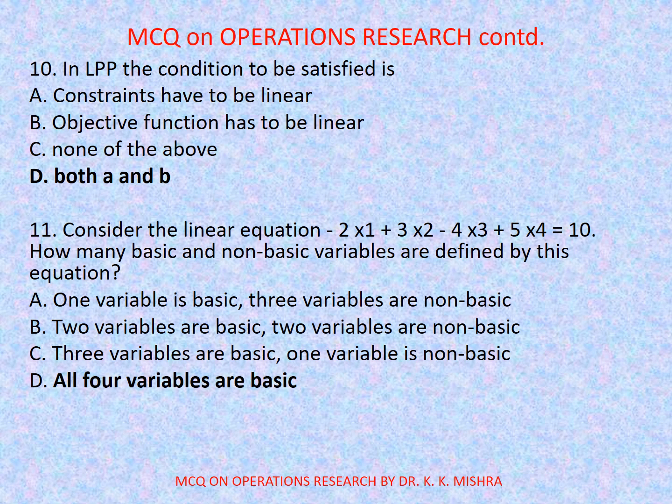Question number 11. Consider the linear equation minus 2x1 plus 3x2 minus 4x3 plus 5x4 is equal to 10. How many basic and non-basic variables are defined by this equation? Options are A. One variable is basic, 3 variables are non-basic, B. 2 variables are basic, 2 variables are non-basic, C. 3 variables are basic, 1 variable is non-basic, D. All 4 variables are basic. Correct option is D. All 4 variables are basic.